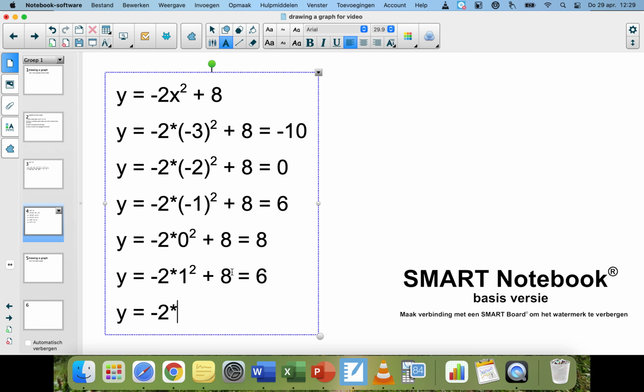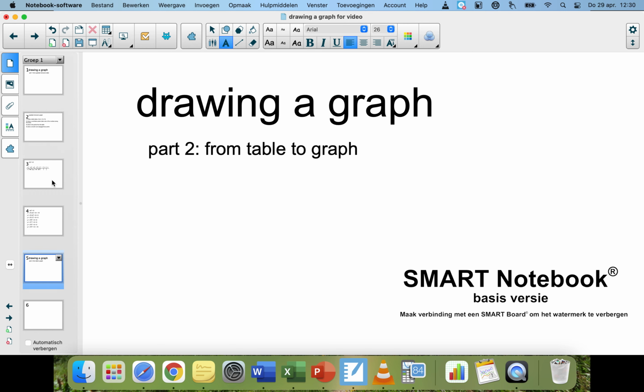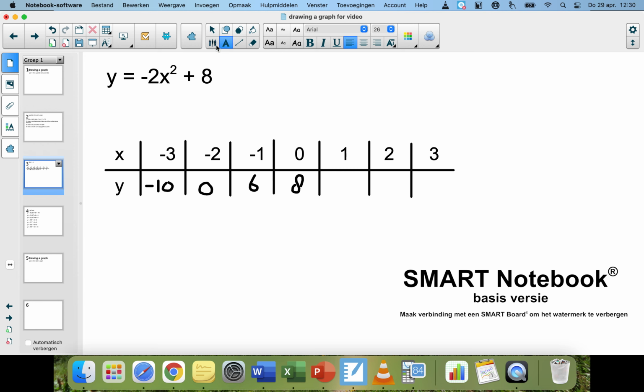Y is minus 2 times 2 squared plus 8. So minus 2 times 4 is minus 8, plus 8 is 0. And finally minus 2 times 3 squared plus 8, minus 2 times 9 plus 8 is minus 18 plus 8, is minus 10. So you should notice that, hey, we've got 6 and 6, 0 and 0, and 10 and 10.